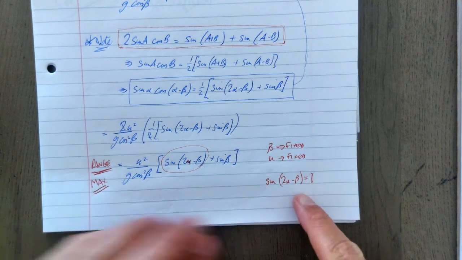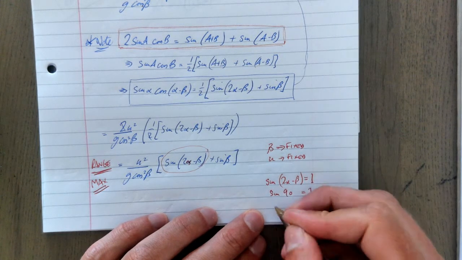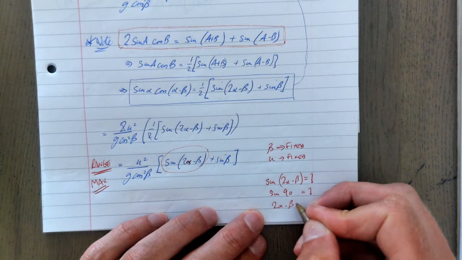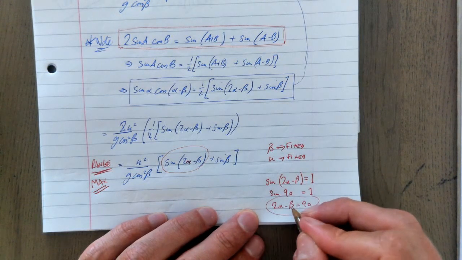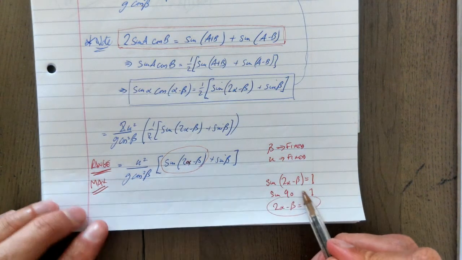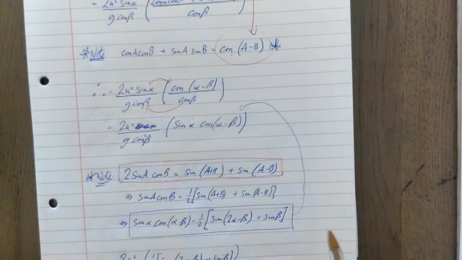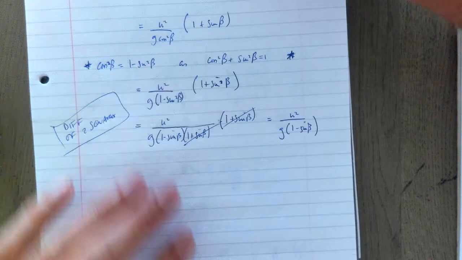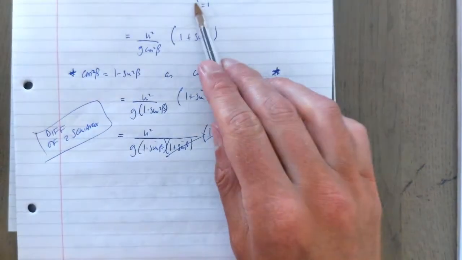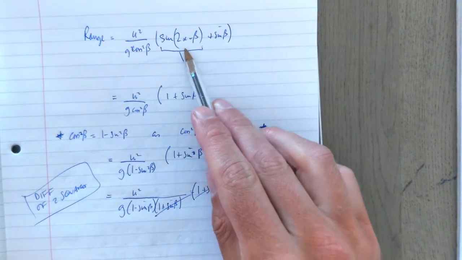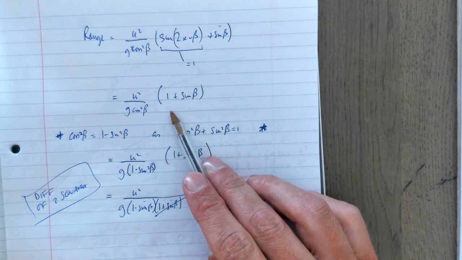Now that's actually 90, because sine of 90 is 1. So we could say then 2 alpha minus beta is equal to 90, if we wanted a bit more information about any of these two. But it doesn't matter in this case, we just know that for the maximum range this is 1. So there we have it. That's it rewritten out. We know this is going to be 1, so I can write it like this. That's for the maximum range.